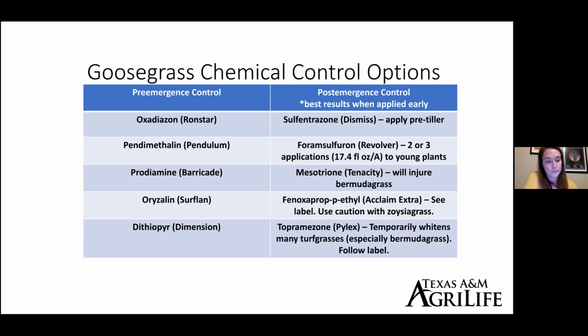Yeah, it's actually kind of cool to look at too. So Pylex and I think Tenacity, they're both carotenoid biosynthesis inhibitors. So they have a bleaching response in plants where they literally turn the plants bright white. So it's kind of neat. But it just depends on whether or not you're willing to tolerate that with your desired turf.